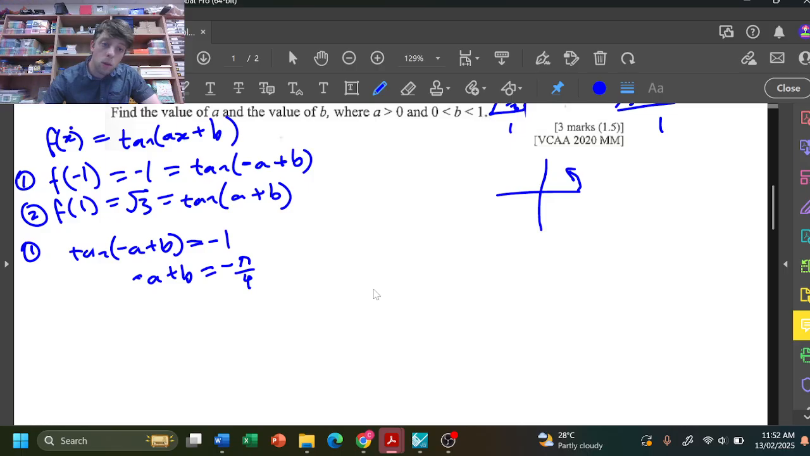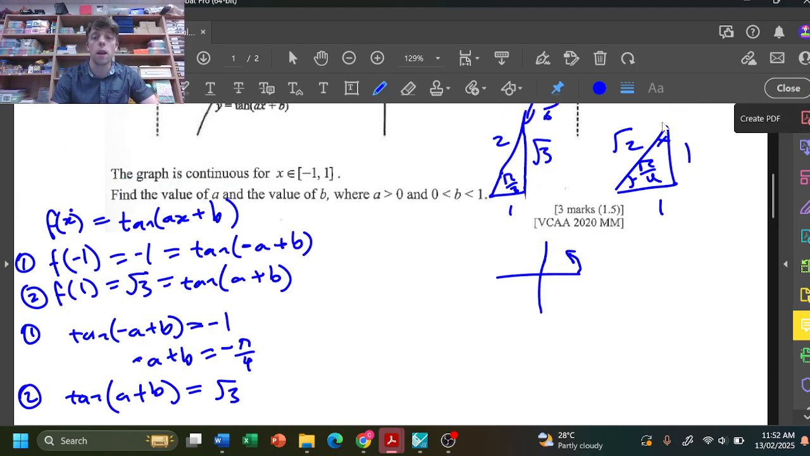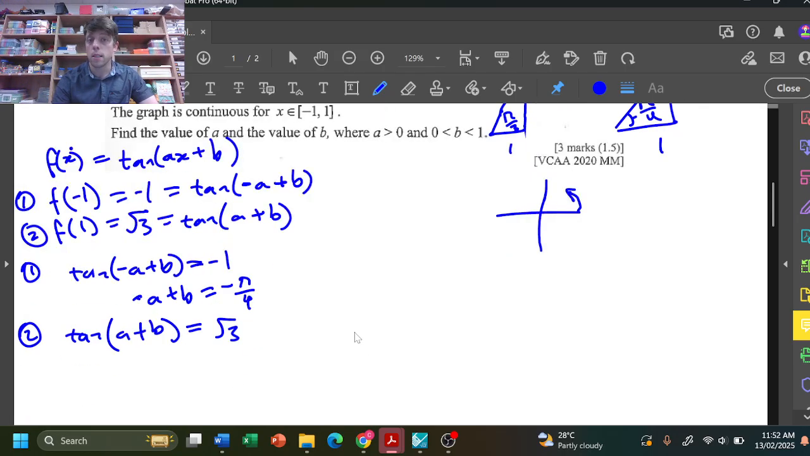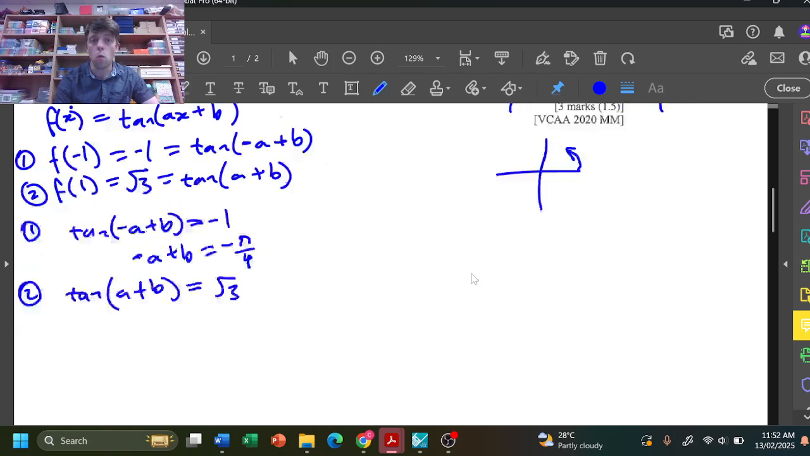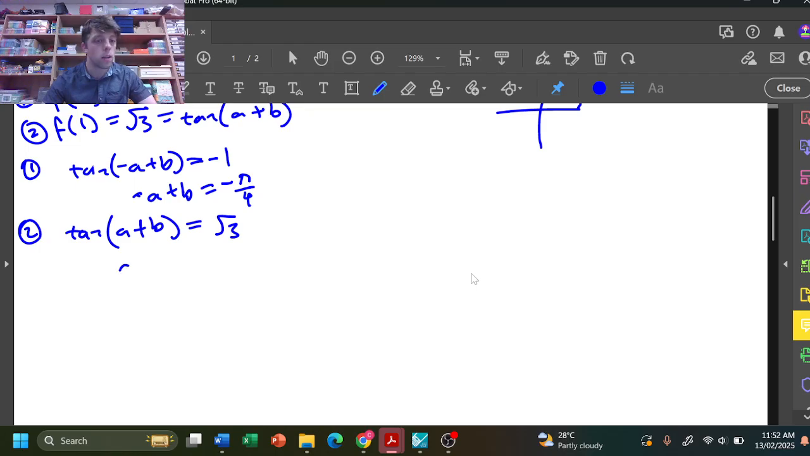Okay, so that was equation 1. Now let's consider equation 2. So equation 2 is tan of a plus b is equal to √3. This time we're going to look at this triangle over here. Tan is opposite over adjacent. So in order for us to get √3 as the answer, we should be looking at this angle here, pi on 3. Because if you look at pi on 3, opposite over adjacent is √3 over 1. So therefore, we're going to find that a plus b must be equal to pi on 3.